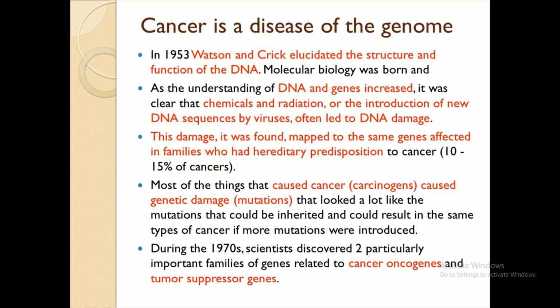Most of the things that cause cancer, that is carcinogens, the chemicals which cause cancer, cause genetic damage, that is mutation, that looks a lot like the mutation that could be inherited and could result in the same type of cancer if more mutations were introduced. During the 1970s, scientists discovered two important families of genes related to cancer. One is the oncogene and the second one is the tumor suppressor gene.